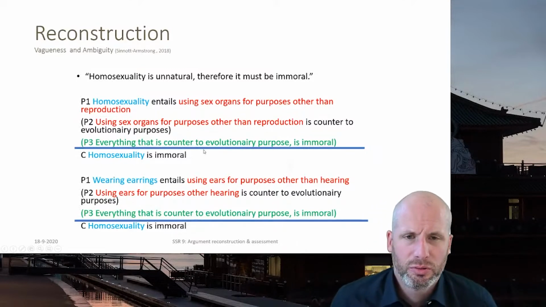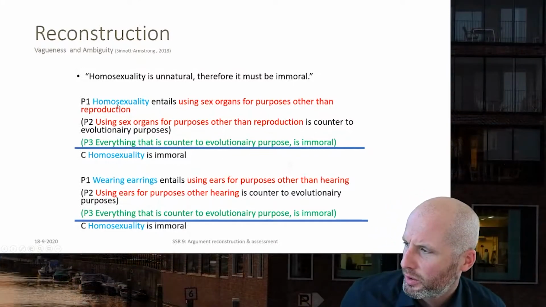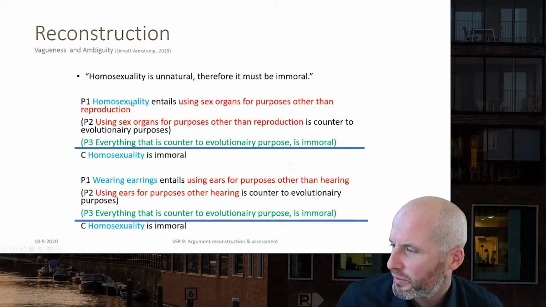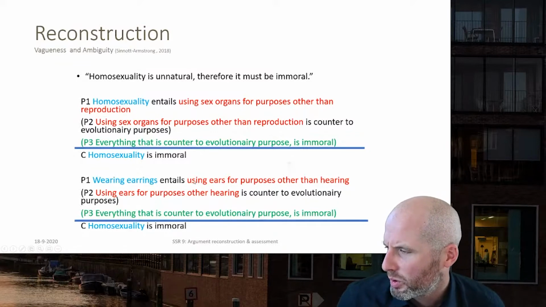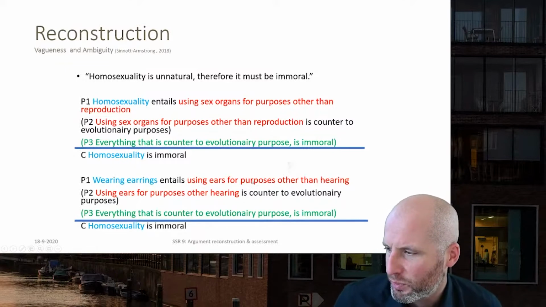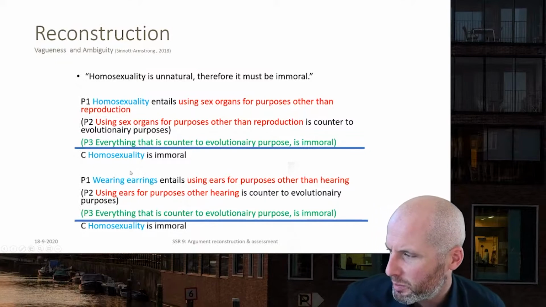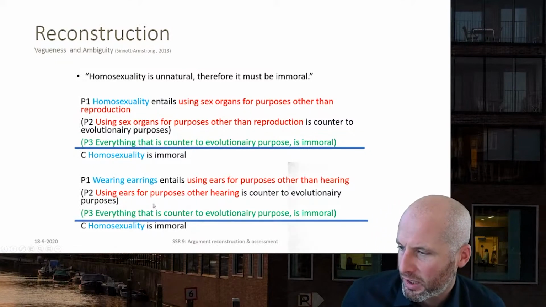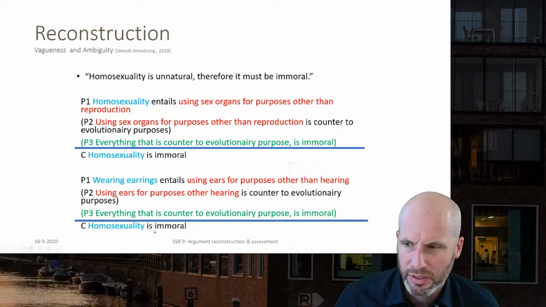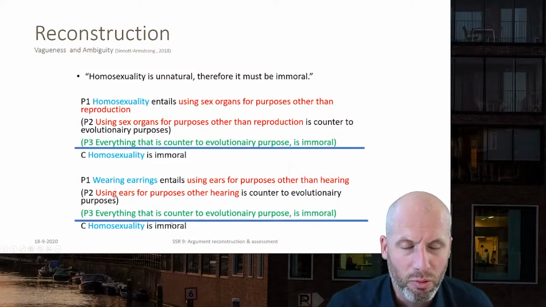You could also use a different type of counter argument, right? So you could replace the term homosexuality with something else and leave the rest as it is. So you could say that wearing earrings entails using ears for purposes other than hearing, and then the rest of the argument is the same as above. Using ears for purposes other than hearing is counter to evolutionary purposes. So therefore, wearing earrings, should be the conclusion, is considered immoral.